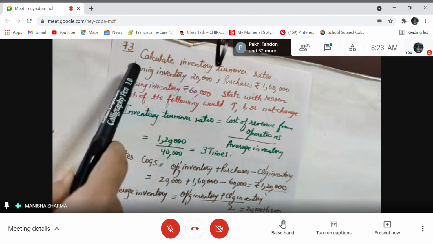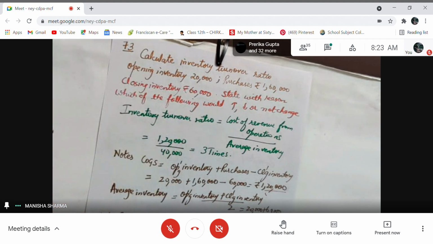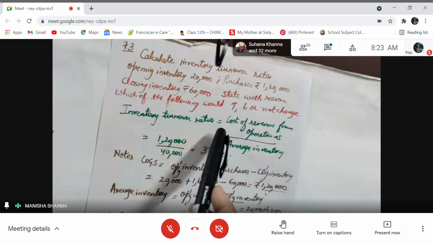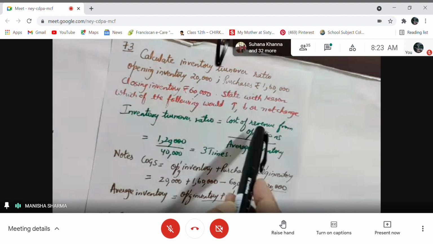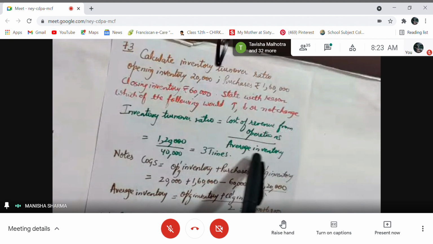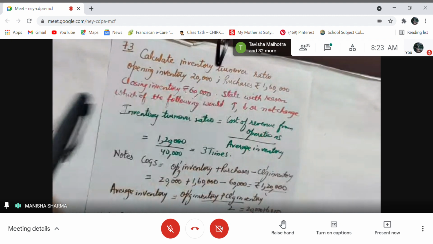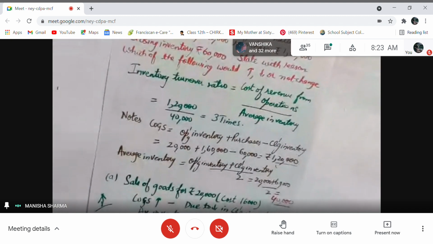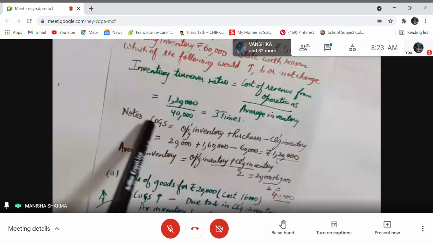Now let's see. In this question, they have not given you the value of inventory turnover ratio. It means you have to find the beginning value. So we know that inventory turnover ratio is equal to COGS, that is cost of revenue from operations, divided by average inventory. COGS is not given directly. As we know, we have to apply this concept. We did it yesterday also. We will use it in notes to accounts.